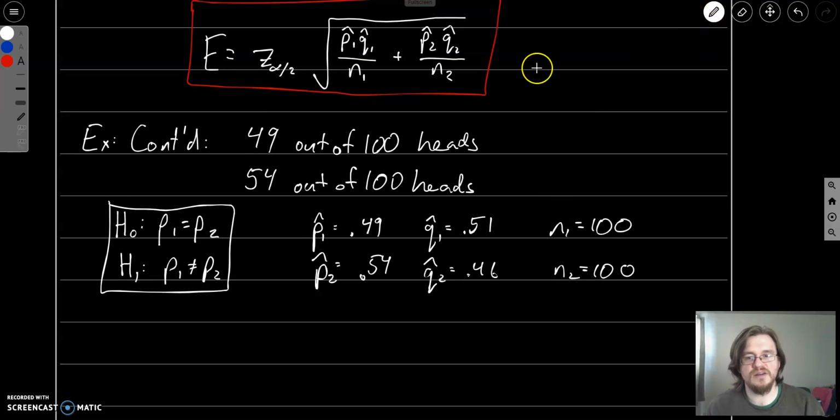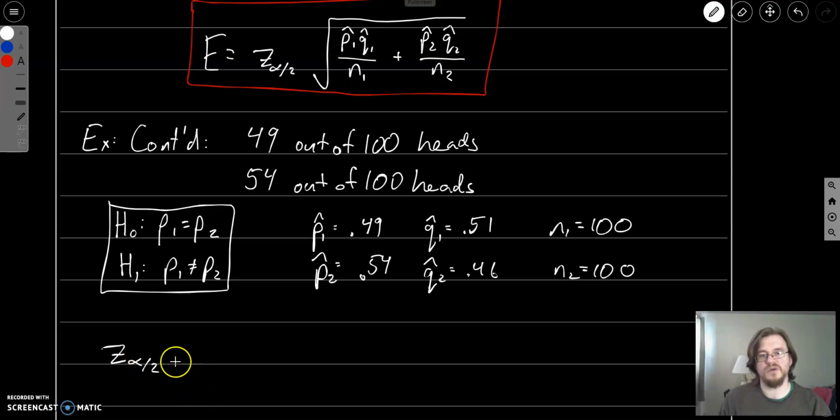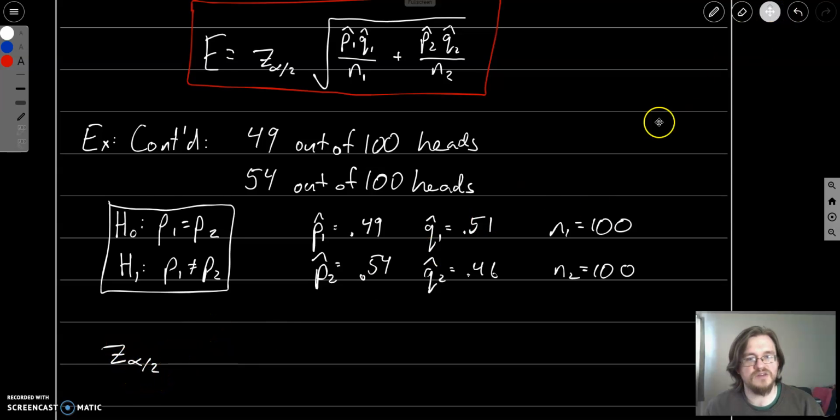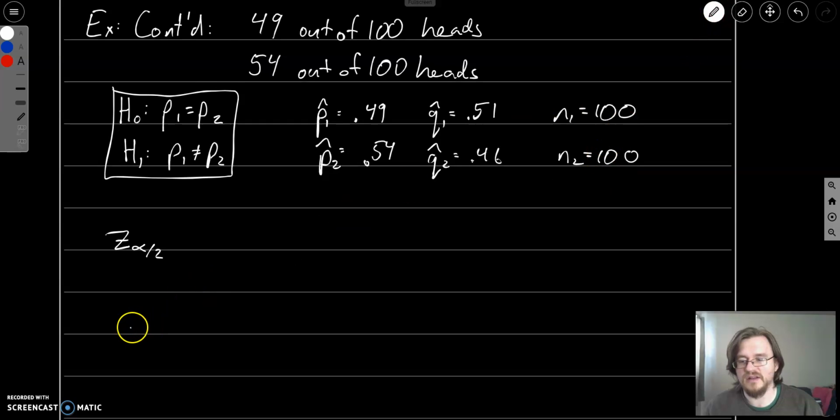So we need to know what our z-score is, what the critical z-value is. And in this case, if I draw a picture, this will make it a little bit more sense.